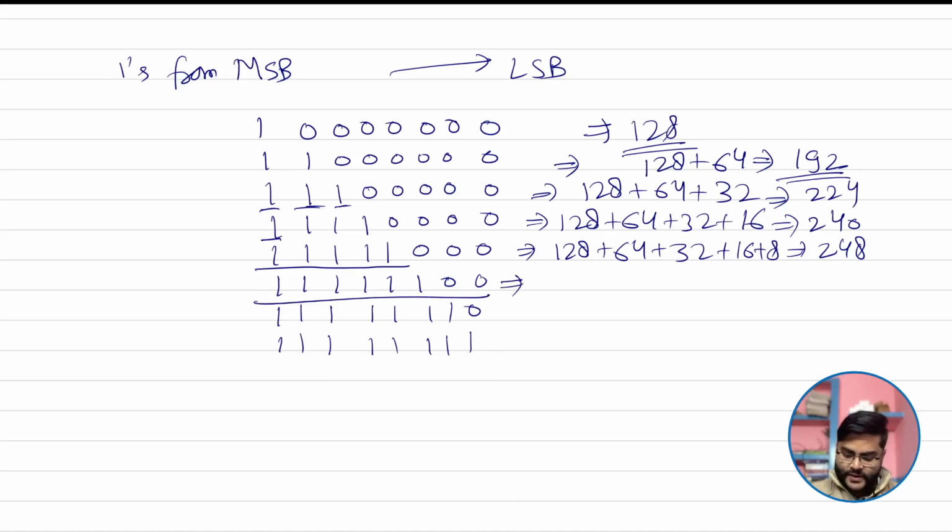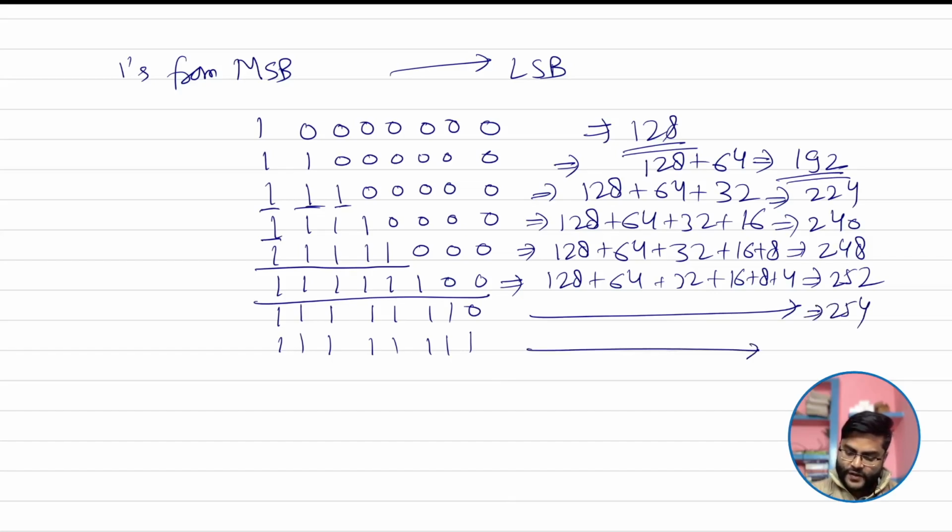Find the value of this. It will be 128 plus 64 plus 32 plus 16 plus 8 plus 4. It will be 252. Okay. Similarly, its value will be 254. Its value will be 255.